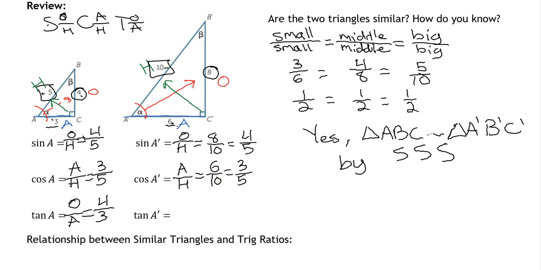Then tangent is opposite over adjacent, which is 8 over 6, which reduces to 4 out of 3. So now let's look at these. The sine of A equals 4 out of 5. The sine of A prime equals 4 out of 5. The cosine of A equals 3 out of 5. The cosine of A prime equals 3 out of 5. The tangent of A equals 4 out of 3. The tangent of A prime equals 4 out of 3.